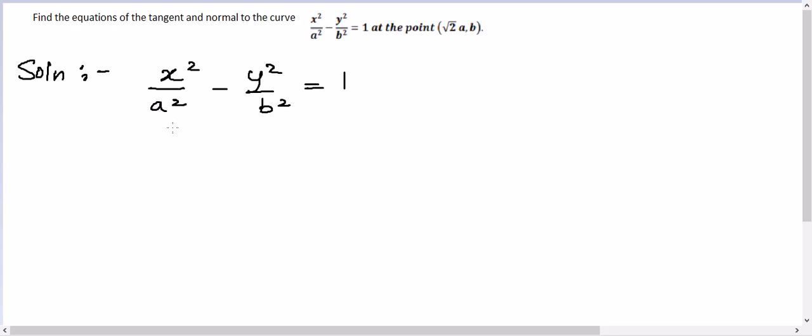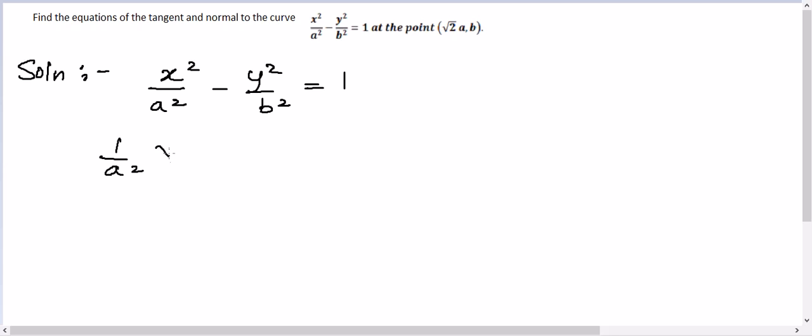So guys, we need to find the equation for tangent and normal for this curve. To begin with, we'll find dy by dx for this curve. We'll differentiate this curve to get dy by dx, so that we can get the slope for the tangent, and from that we can calculate the slope for the normal also.